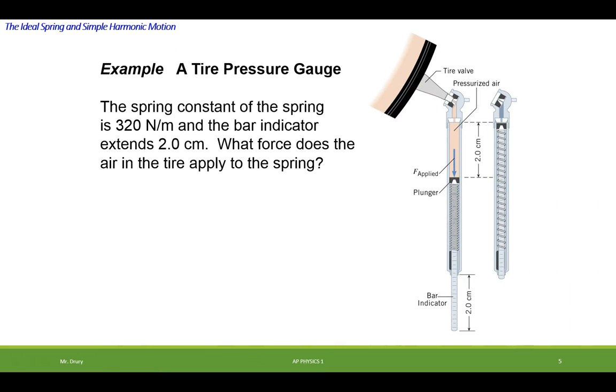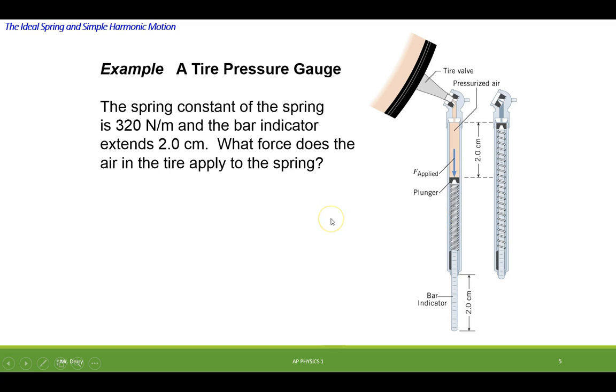Let's look at an example. The spring constant of a spring, in this case, is 320 newtons per meter, and the bar indicator extends 2 centimeters. What force does the air in the tire apply to the spring? So in other words, we have one of these air pressure gauges. We hook it up to the tire. The air leaves the tire a little bit and pushes down on the spring, compressing it. How much it compresses it would tell you how much pressure is in the tire.